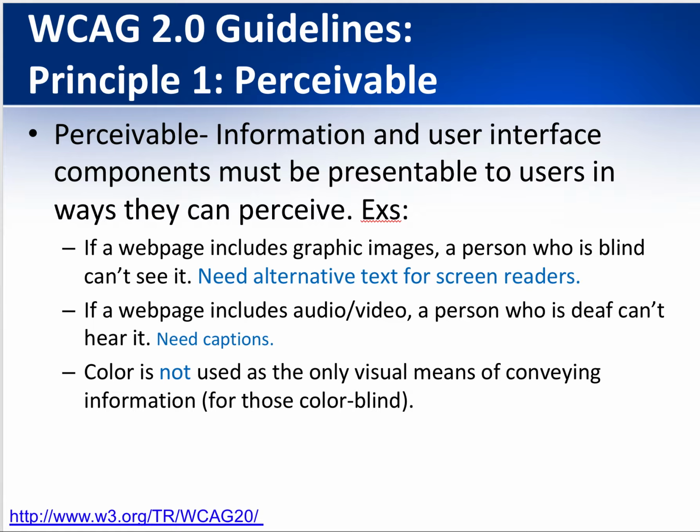So we're going to do the first one first, which is perceivable. So what does perceivable mean? That information and user interface components must be presentable to users in ways they can perceive. So in other words, I'm going to give an example. I always find the best way to explain anything is with examples. So if a web page includes images, a person who is blind can't see the images, of course. So this is why we have alternative text.